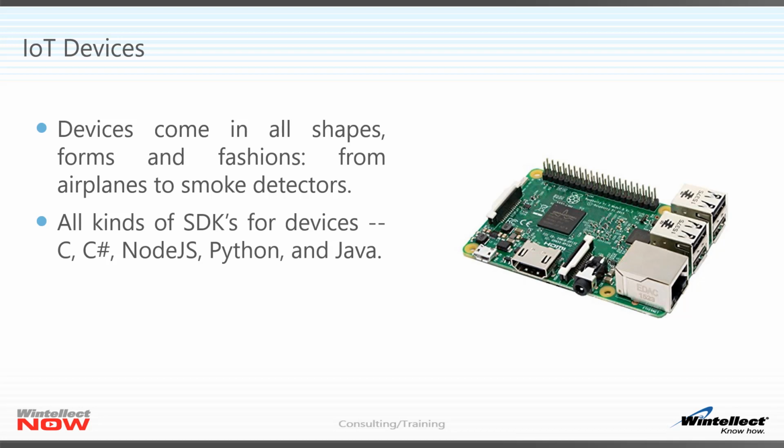But the cool thing about these devices is there are SDKs for them. There are SDKs in practically every language that's popular. So if you like C, C++, C#, Node, Python, Java, odds are you can find some IoT SDK for building IoT applications on your devices. The one I'm going to be using tonight is Node.js, just because I like Node.js and it was easy to do a quick demo with it.